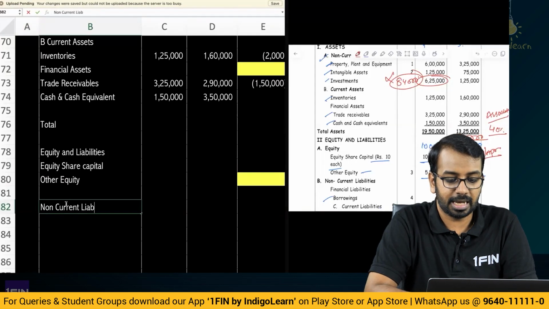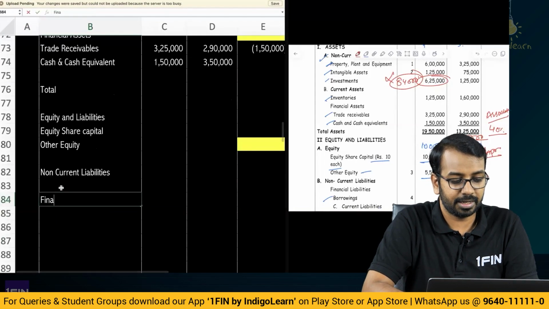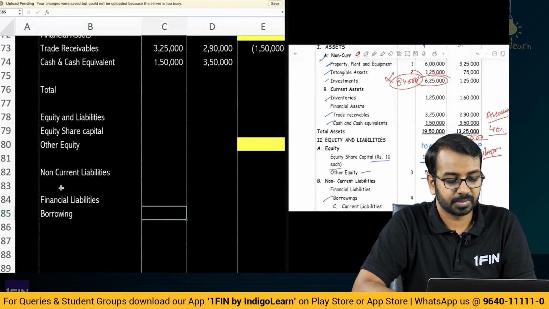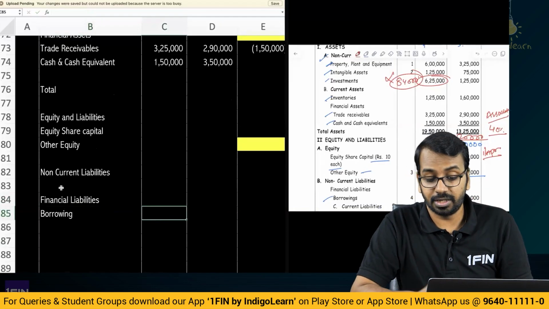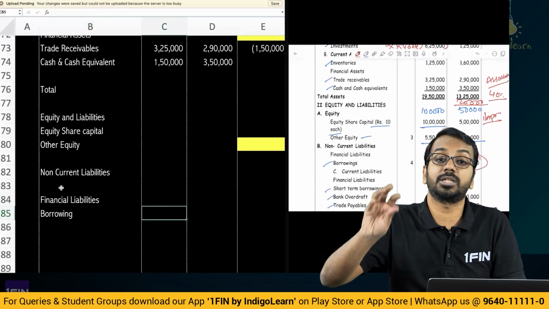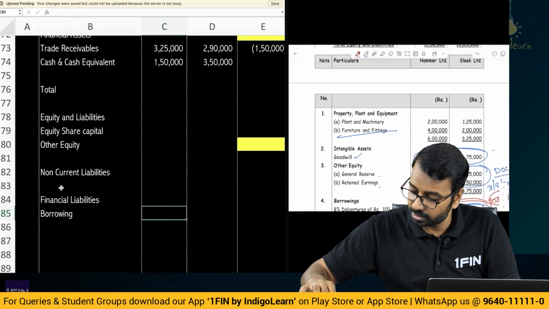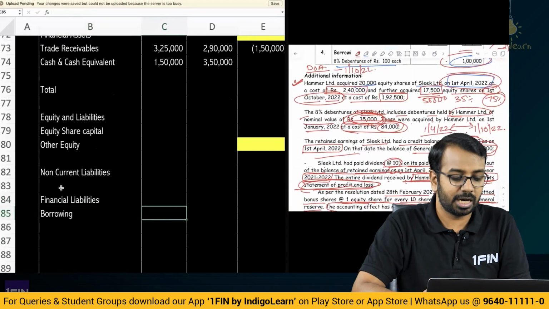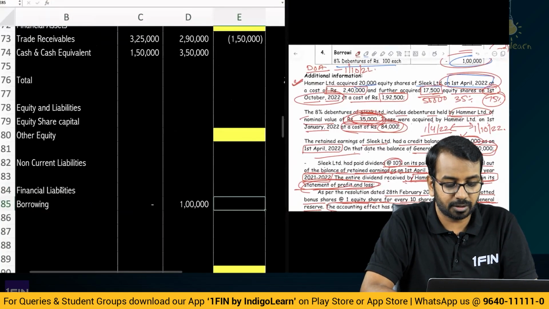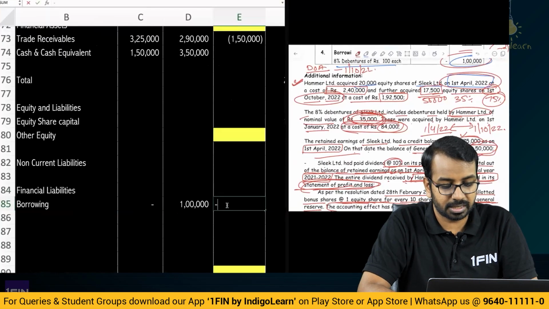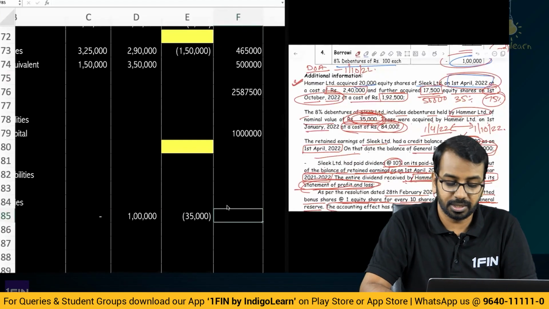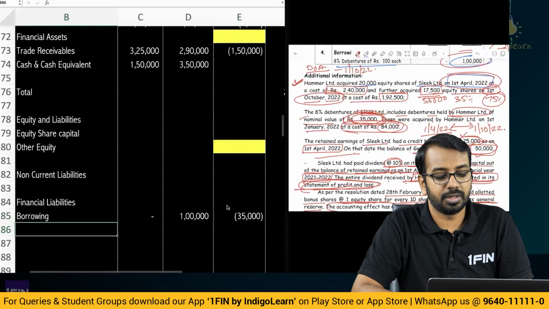Then non-current liabilities. Under that we have financial liabilities, borrowings. Now this borrowing, what is given in the question is 1 lakh. Here you can see 1 lakh for the subsidiary. Out of this, how much is held by the holding company? 35,000 nominal value is held by the holding company. So it is 0 here, 1 lakh here, minus 35,000. Sir, why minus 35,000? Because 35,000 is held by the holding company. So 1 lakh minus 35,000, we get 65,000.